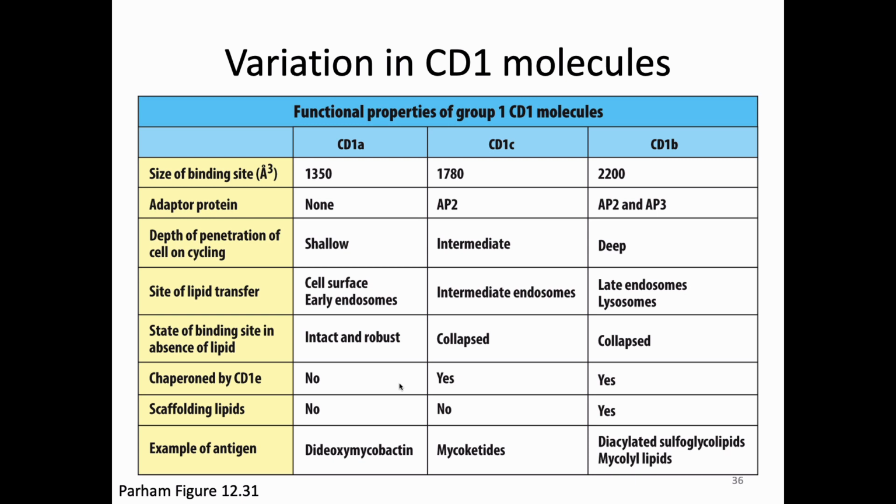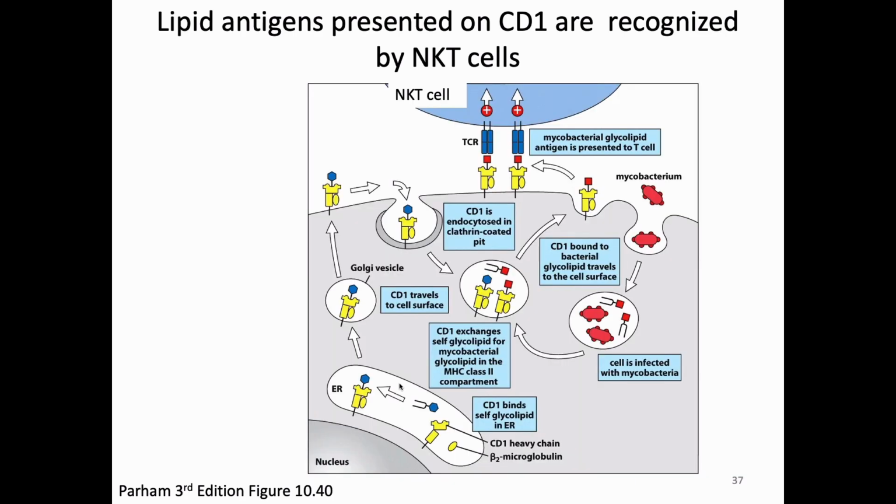CD1 also presents to a specific kind of T cell. The T cells that recognize CD1 are called NK T cells. These usually confuse the heck out of people because they're like, well, I learned about NK cells, what's up? These are T cells that have some similarities to NK cells. They're T cells that have an NK cell marker on their surface. And honestly, the main definition of an NK T cell at this point is a T cell that recognizes CD1, because there's so many other things that are wacky about them. So lipid antigens presented on CD1 are recognized by NK T cells.